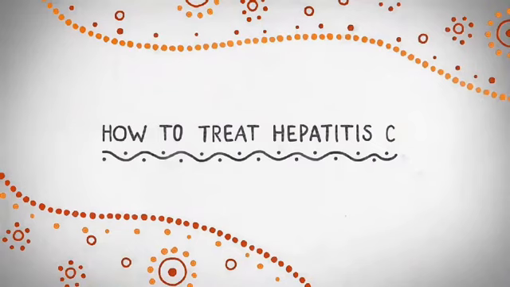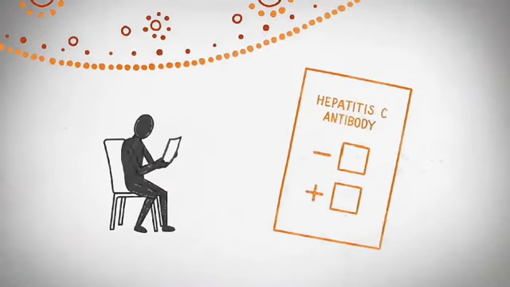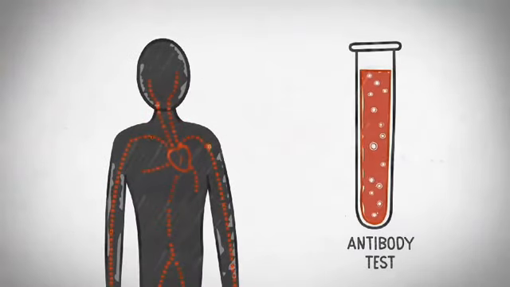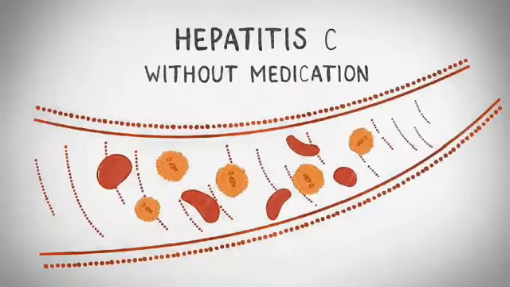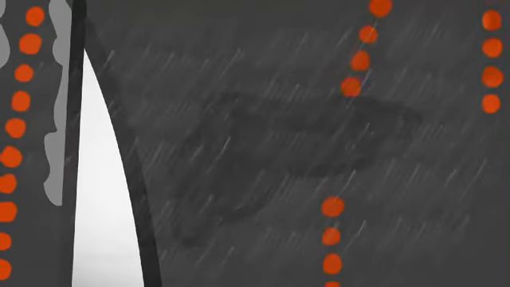You've had a blood test called a hepatitis C antibody test, and the test has come back positive. This means the test found hepatitis C antibodies in your blood. At some point, you've come in contact with the hepatitis C virus. Hepatitis C is a virus that lives in the blood and can have serious effects on your liver, even causing cancer.